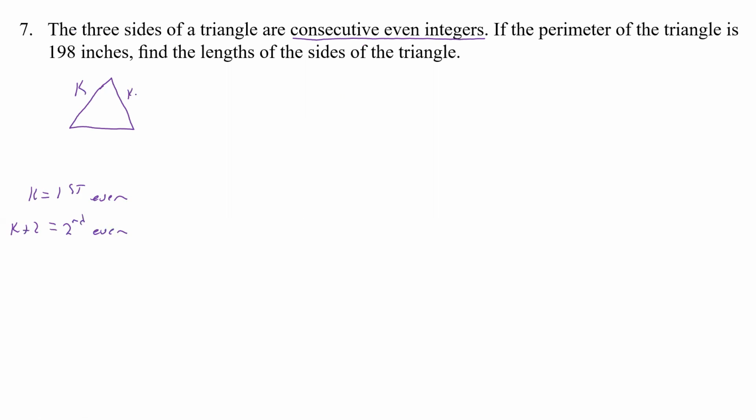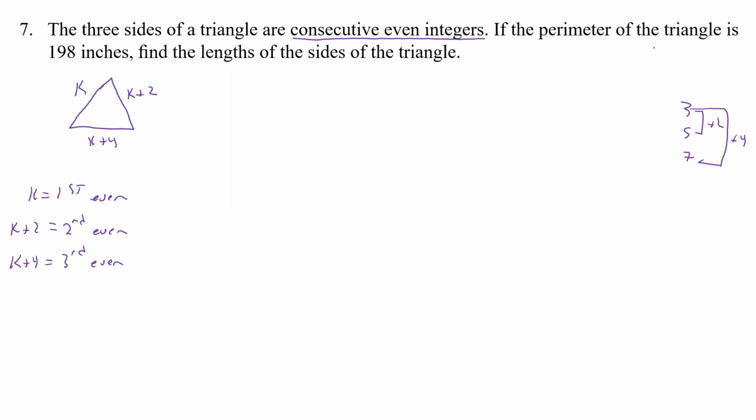Well, it has to be k plus 2 is going to be our second even, because remember, if we start with 3, the next one is going to be 5, so we added 2. And then after that's going to be 7, so here we added 4. And so this means k plus 4 is going to be the third even. Okay, so then we can write that up in our picture.